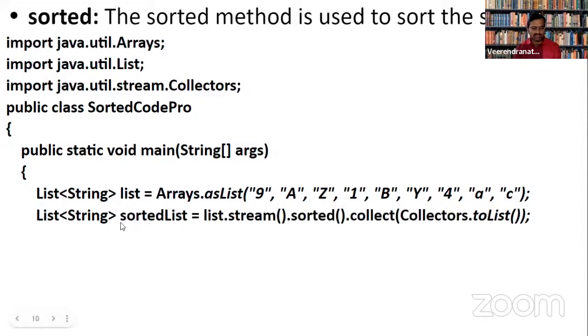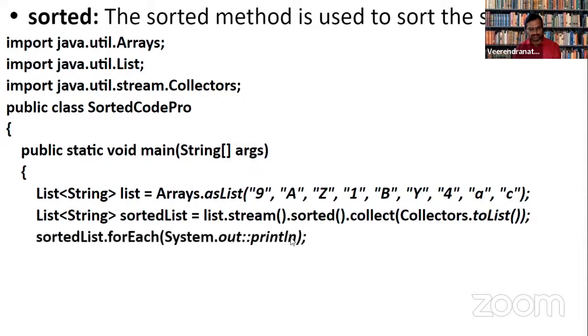So what exactly am I trying to do here? I have a sorted method, which will sort the collection into ascending order. What exactly am I trying to get over here? I'm trying to get them in the order of the Unicode values. So what exactly are Unicode values?